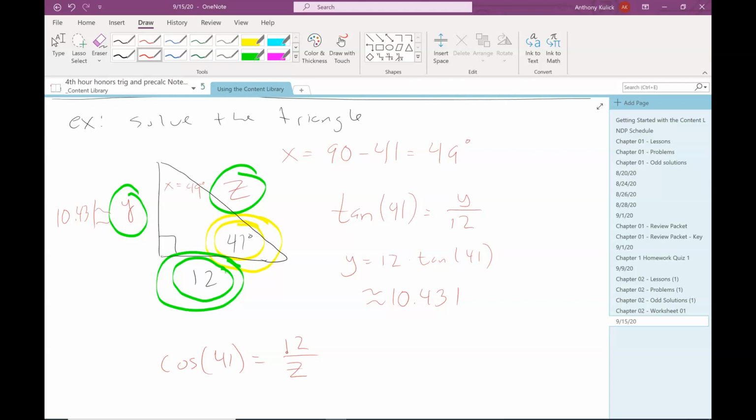This way of going about it, the only rounding we're doing is at the very end of the problem. It's a slightly superior method.